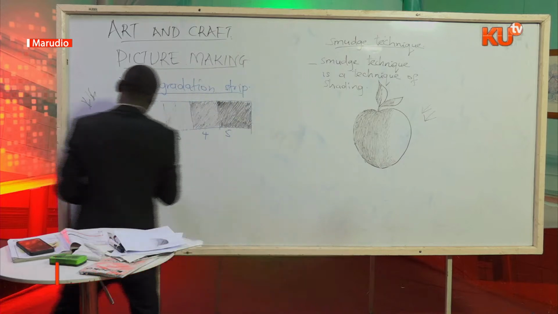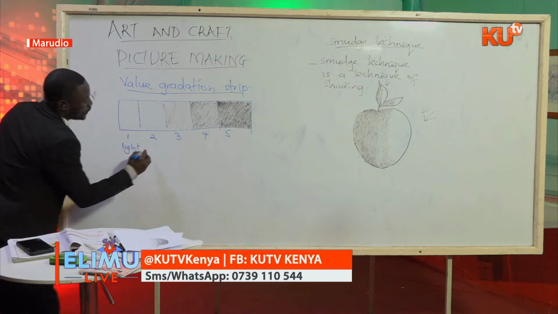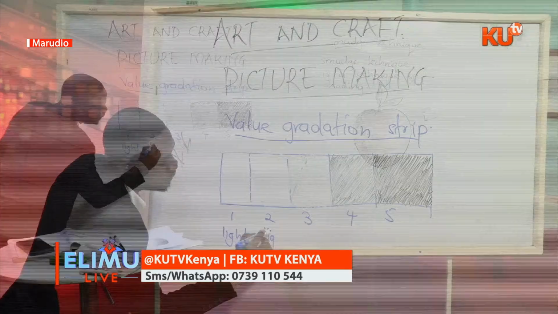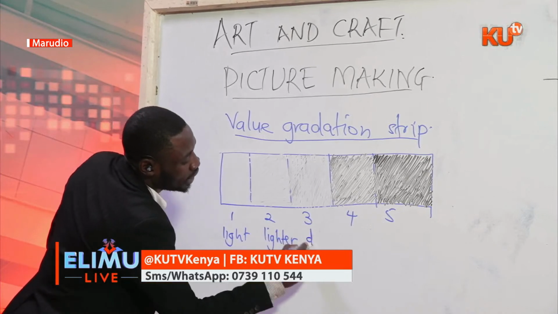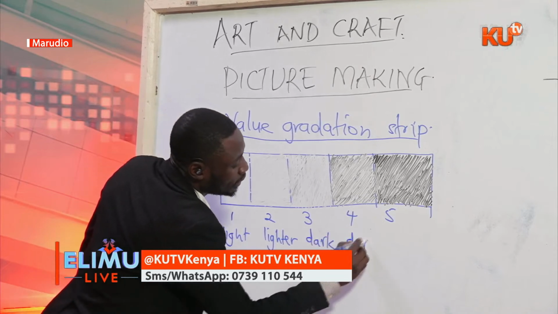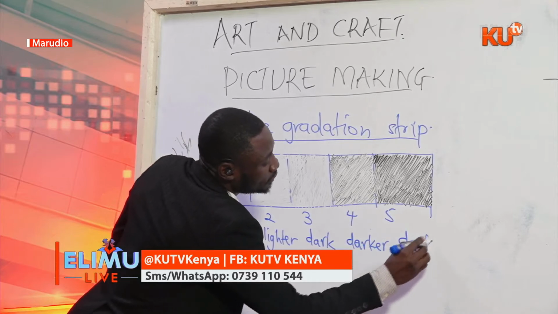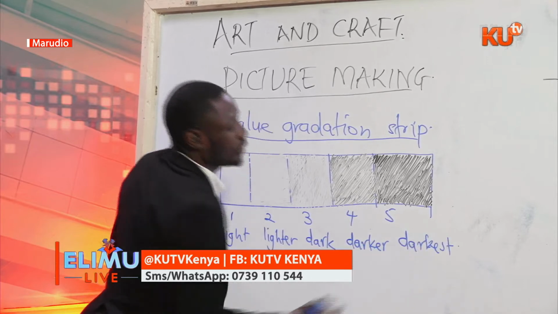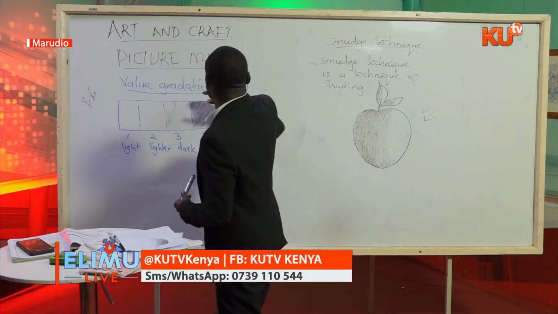So we can write here light. Then this one lighter. Then here is dark. Number 4 darker. Number 5 is darkest. Yes, so this is what we call value gradation.